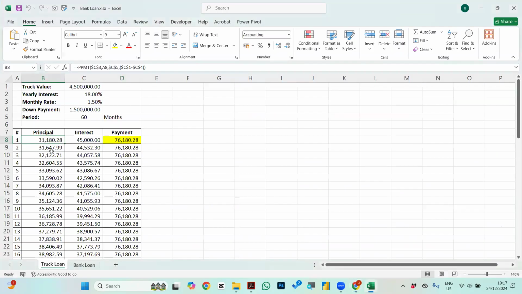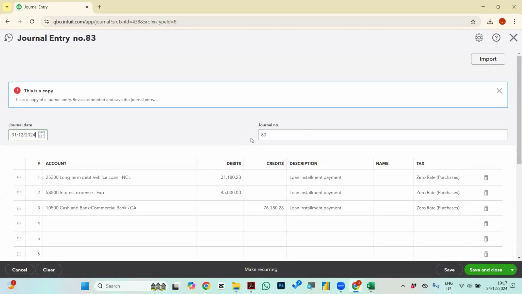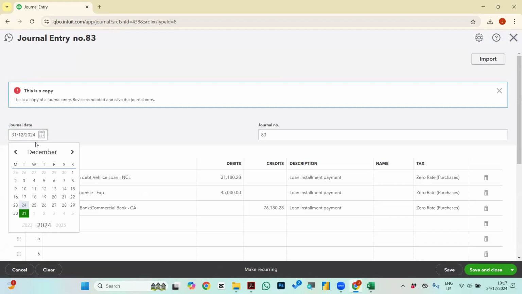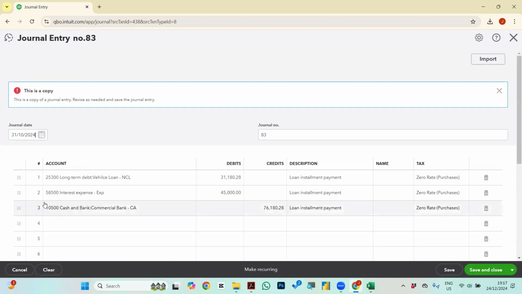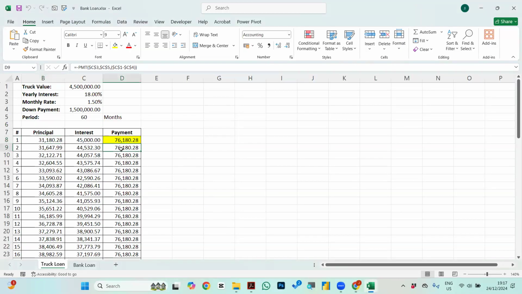So I'm going to edit this document. You see here, 31,180 was the principal, 41,000 was the interest expense, and then from the bank we paid 76,180. This is for the month of September. We are going to copy the same thing for the month of October, but change it slightly. I'm going to move and make a copy. You can simply do a copy from here. This is for the month of October. I'm selecting the month of October, and then the loan payment is going to be the same amount, 76,180. Out of this, the principal amount is going to be 31,647.